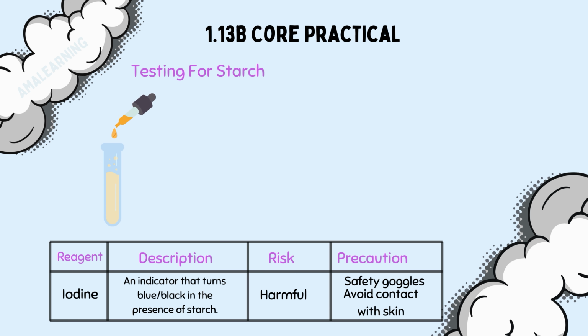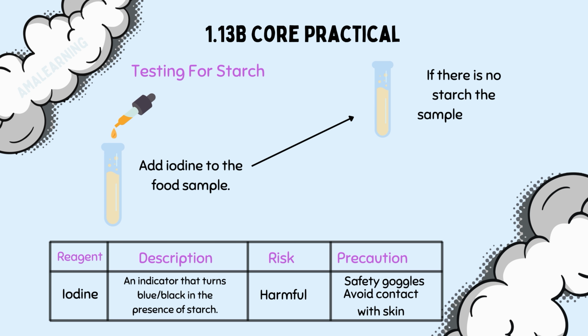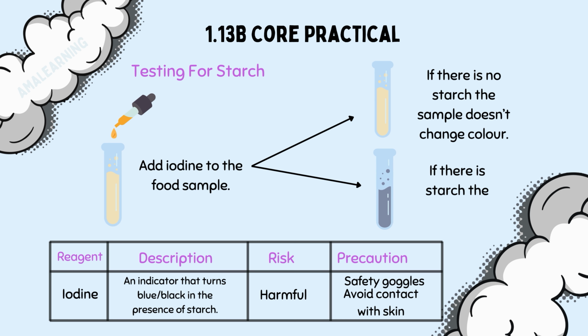When testing for starch, add iodine into a food sample. If the food sample doesn't contain starch, the sample won't change color. If the sample does contain starch, it will turn into a bluish-black color.